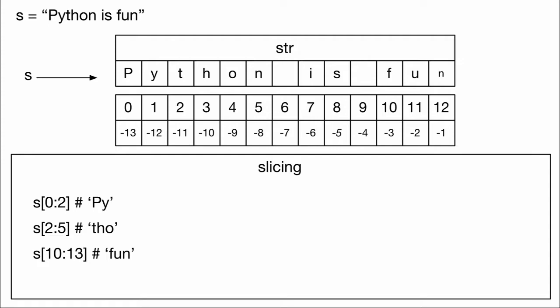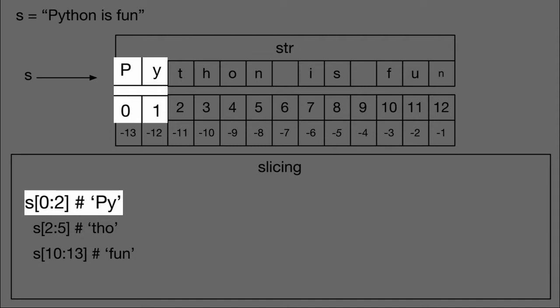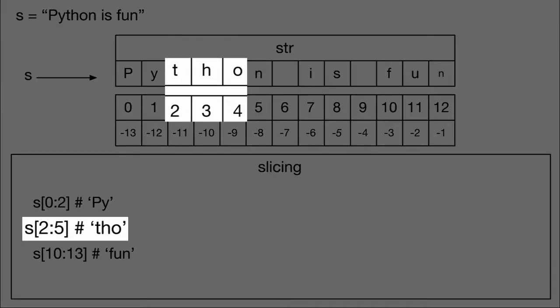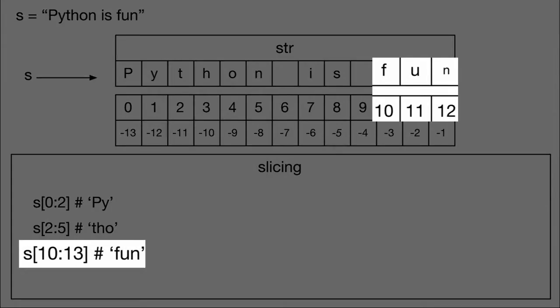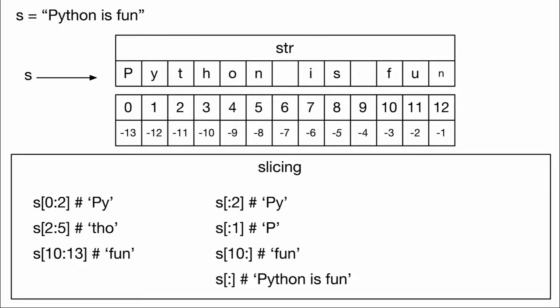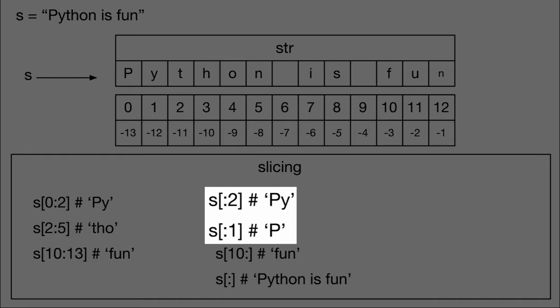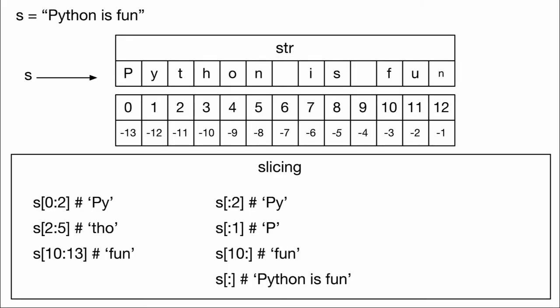Here are 3 examples. The slice from 0 to 2 produces py, the slice from 2 to 5 produces tho, and its length of 3 matches 5 minus 2. The slice from 10 to 13 produces fun. This shows that you can leave off the beginning or ending index when slicing. If you leave off the beginning index, it starts from the beginning of the string, as if you had started with index 0.